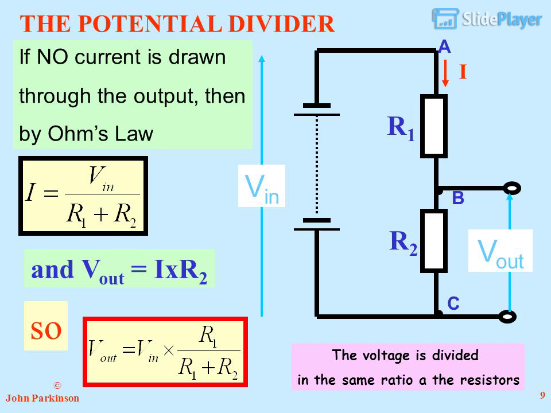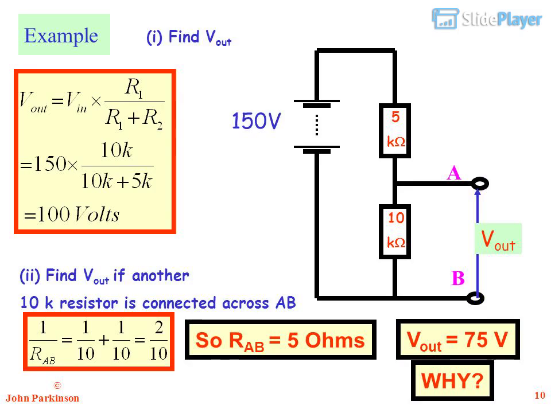Example. With 150 volts input, find Vout. Rab equals 5 ohms, Vout equals 75 V. Now find Vout if another 10K resistor is connected across AB. So Rab equals 5 ohms, and Vout equals 75 V.